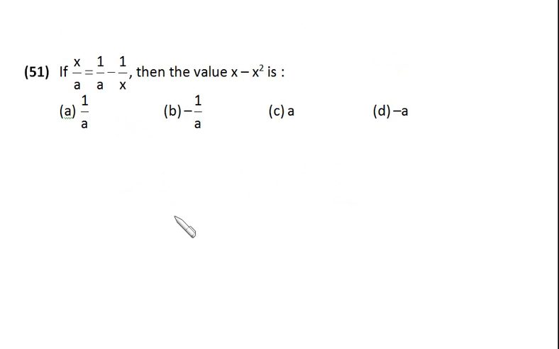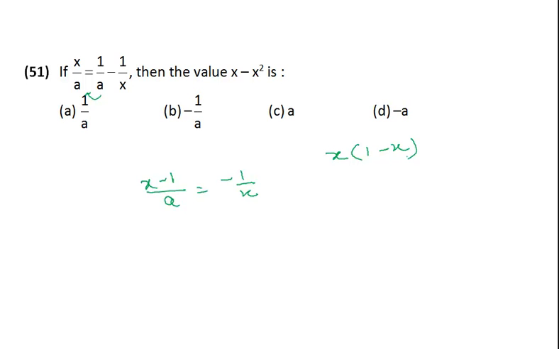Now this very simple, x minus x square we have to find out. So just take this expression this side. So we'll be getting x minus 1 upon x is equal to minus 1 upon x. And this x minus x square is actually x, if we take common, x into 1 minus x, sorry.